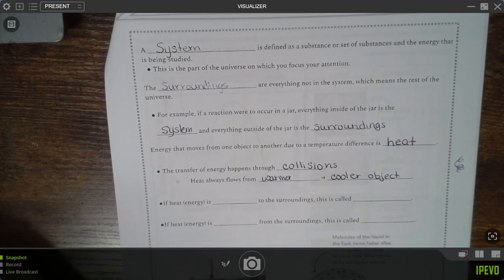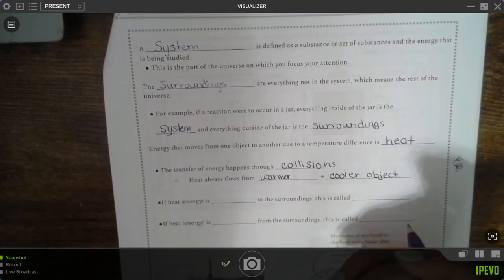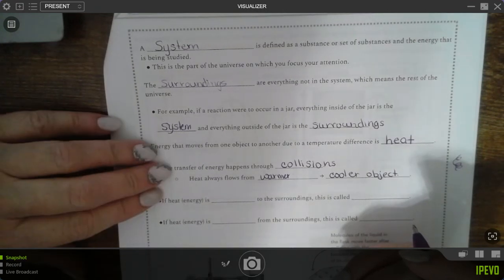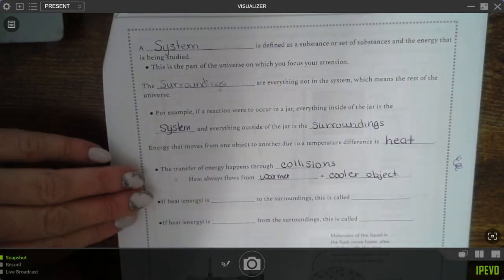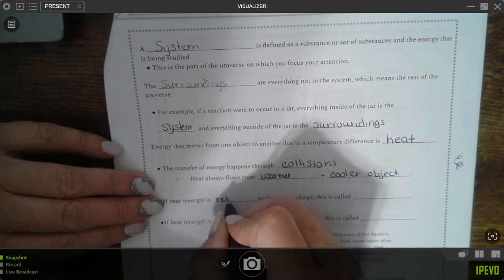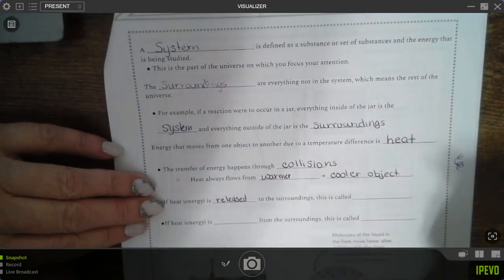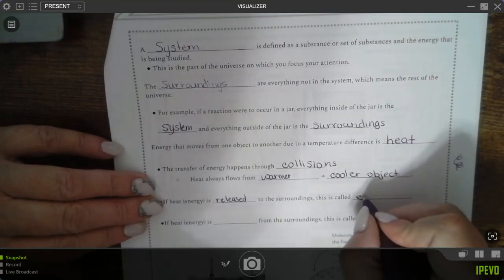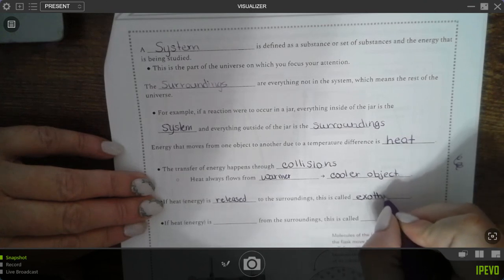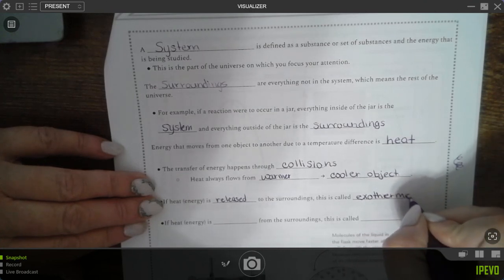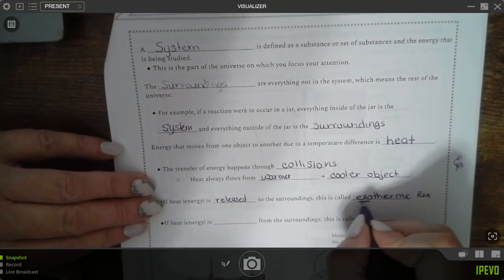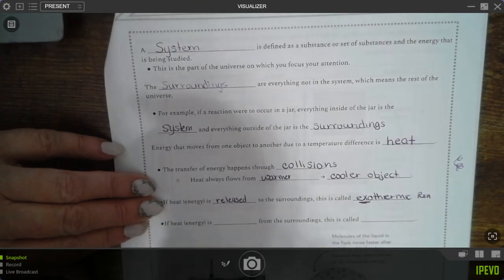All right, we have some terminology for this unit. We have two terms that are basically the opposite of each other. So one of the goals we need to have getting into this is remembering which of these terms is which. If heat energy is released, in other words, it's leaving the system going into the surroundings, this is called an exothermic reaction. Heat is exiting. The way I think about it is exit. So heat is exiting the system.